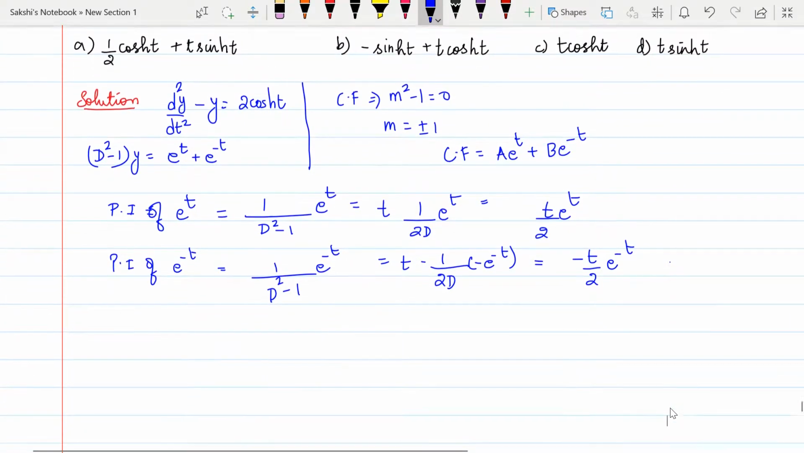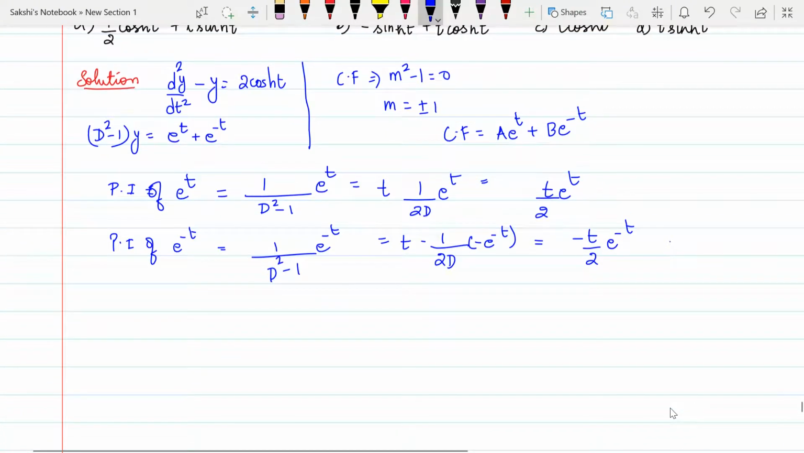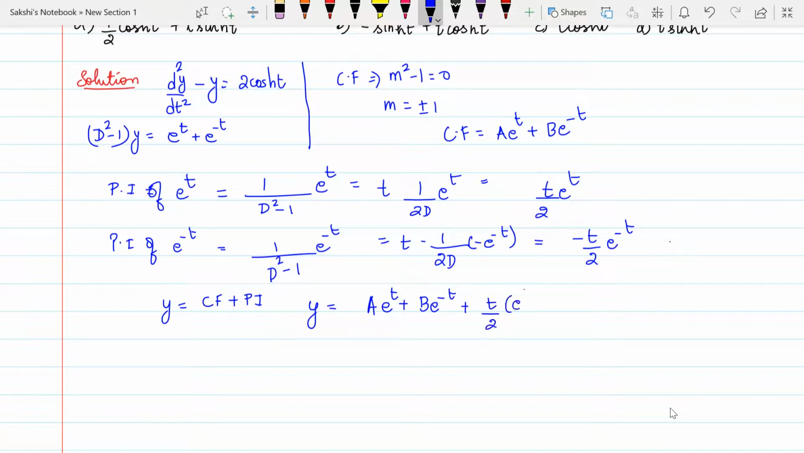So now I'm going to write my entire solution. Y is equal to CF plus PI. So y will be equal to a e power t plus b e power minus t plus t by 2 into e power t minus e power minus t. So this is similar to sin ht. So my final solution will be a e power t plus b e power minus t plus t sin ht. So this will be my solution.